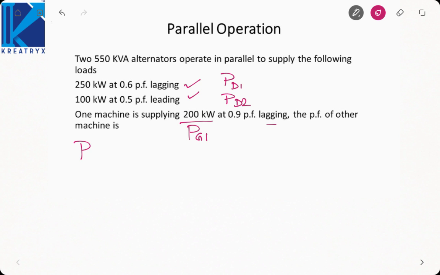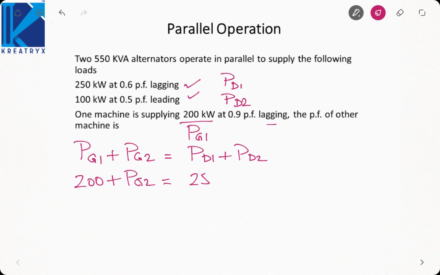Now one thing I know is there are two generators, so total generated real power should be equal to total demand real power. Total generated real power is how much? 200 plus PG2. Total real demand power is 250 plus 100, which means PG2 is 150 kilowatt.